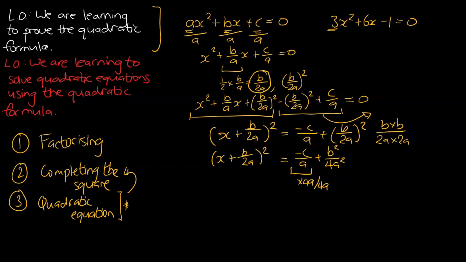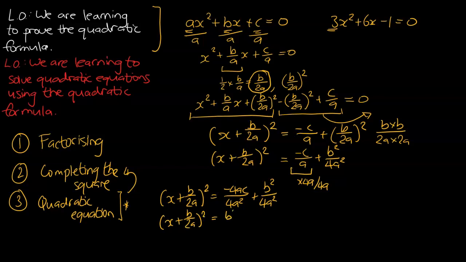So we're going to get, we'll carry on over here, x plus b over 2a squared. And we're going to have negative c times 4a is going to be negative 4ac divided by 4a squared plus b squared over 4a squared. They've got the same denominators, so we can now add them together. So we've got x plus b over 2a squared. That's going to be equal to b squared minus 4ac divided by 4a squared.